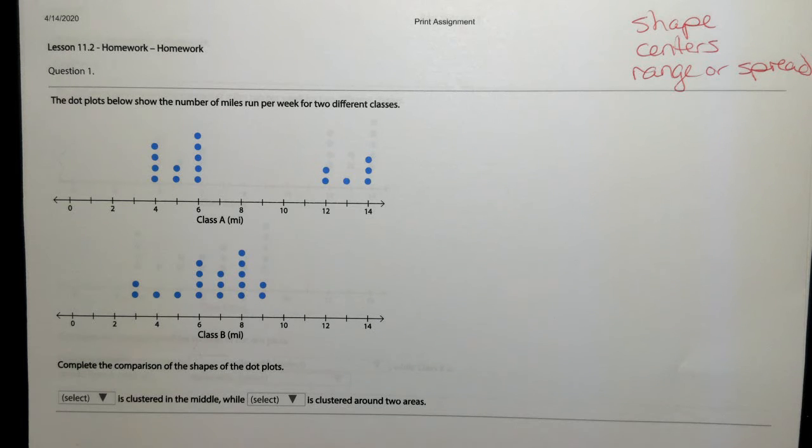So let's go ahead. The problem set is not very long, and the problems are fairly straightforward. There are a lot of fill in the blanks so that you can look at and come to conclusions and observations about the data. So let's start with number 1, and we're comparing two dot plots showing the number of miles run per week for two different classes, Class A and Class B. So what do we notice here? We have two very different shapes.